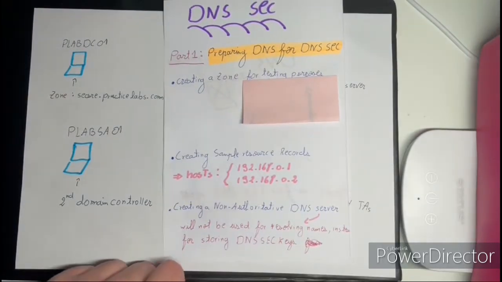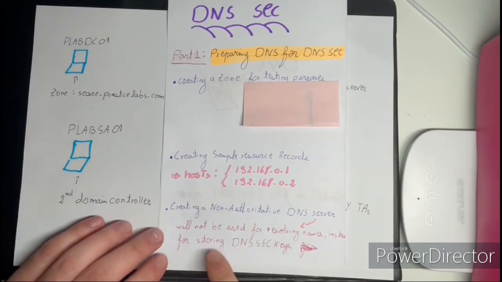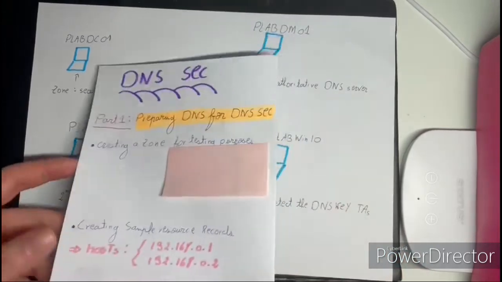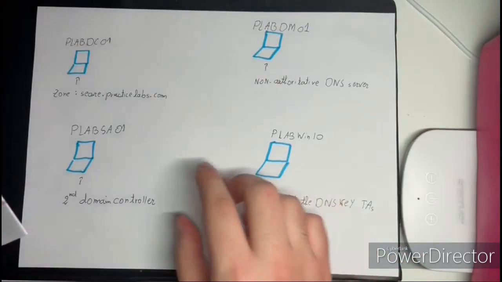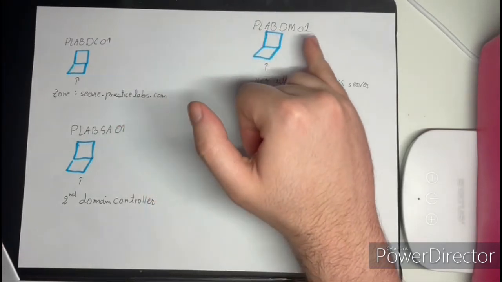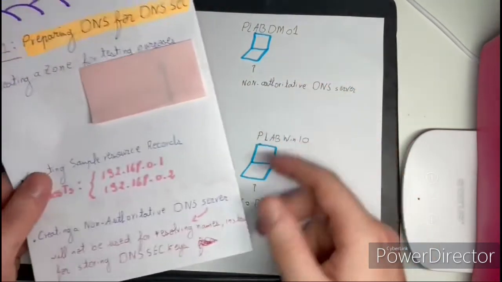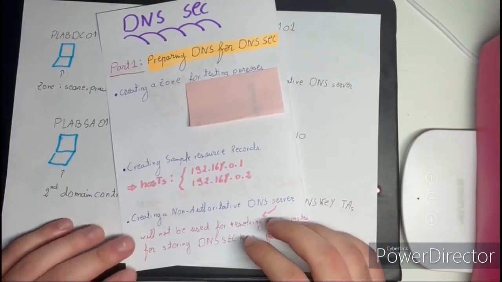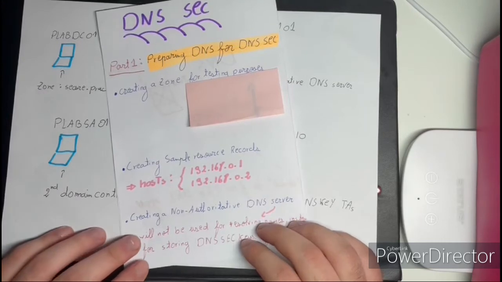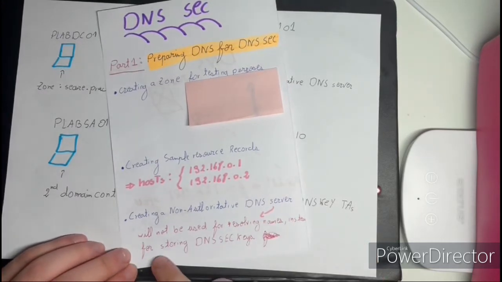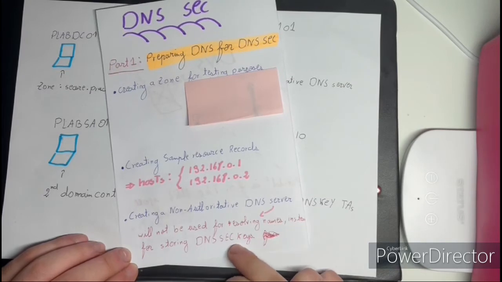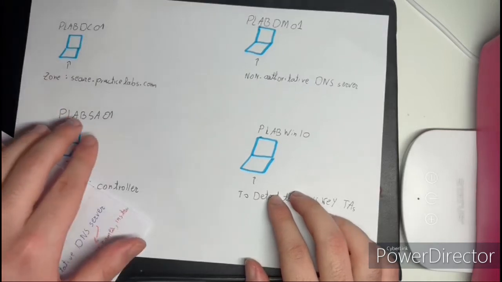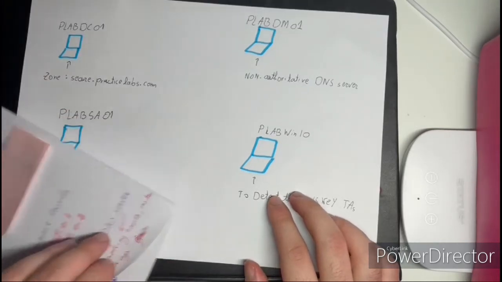Now comes a stage where we'll be creating a non-authoritative DNS server. In this stage, this non-authoritative DNS server will be installed on the plub DM01 device. This server will not be used for resolving names in the lab network, as it will not host any readable DNS zone. It will be used instead for storing DNSSEC keys from the plub DC01 server that is hosting the secure.practicelabs.com zone.